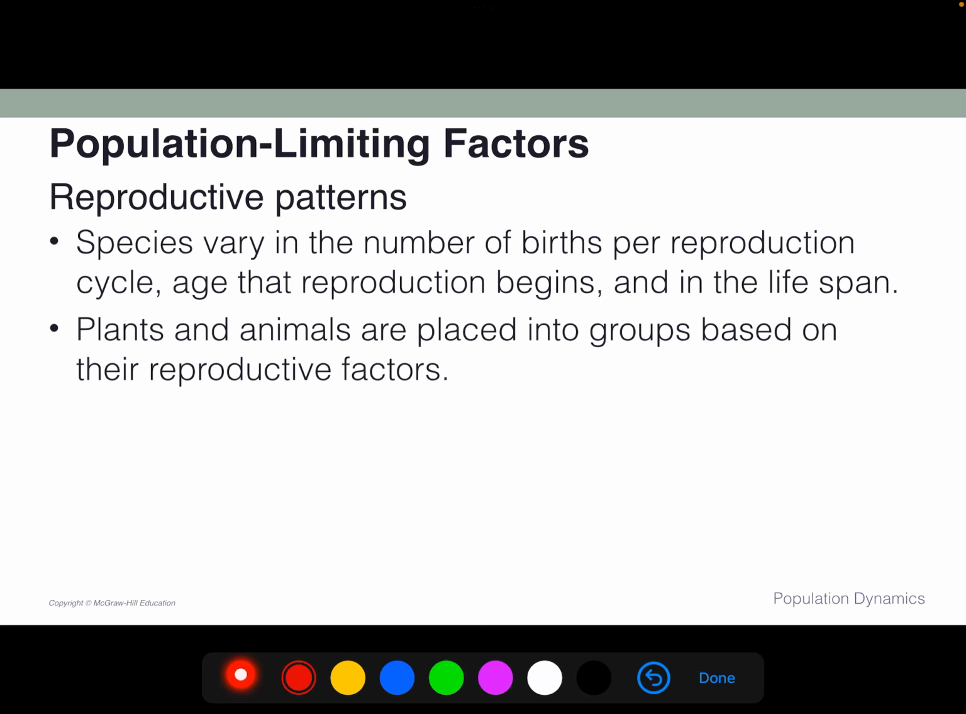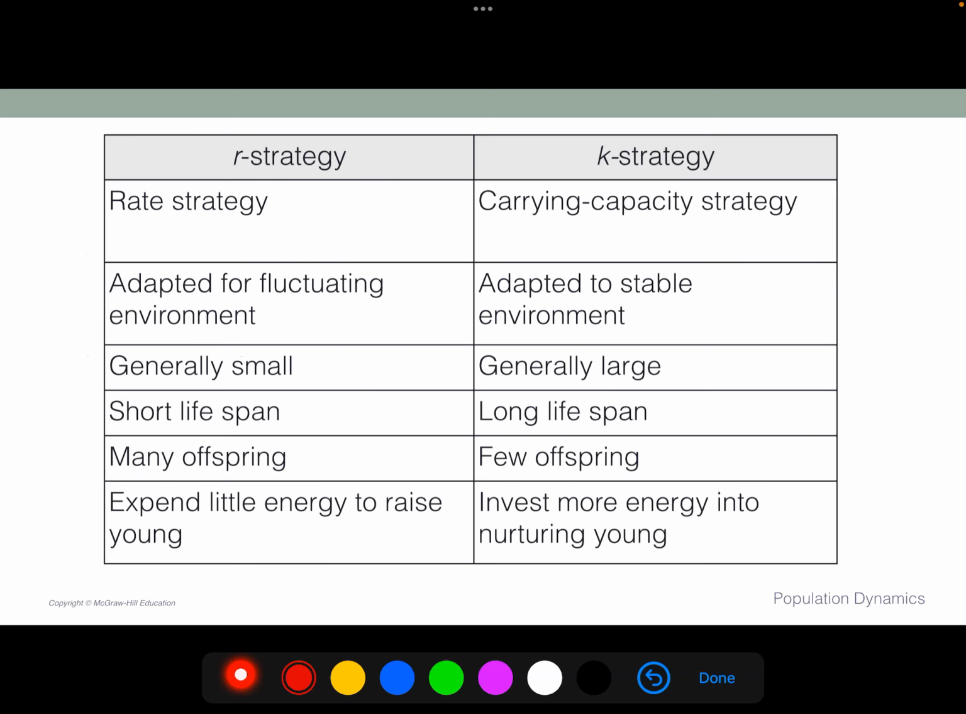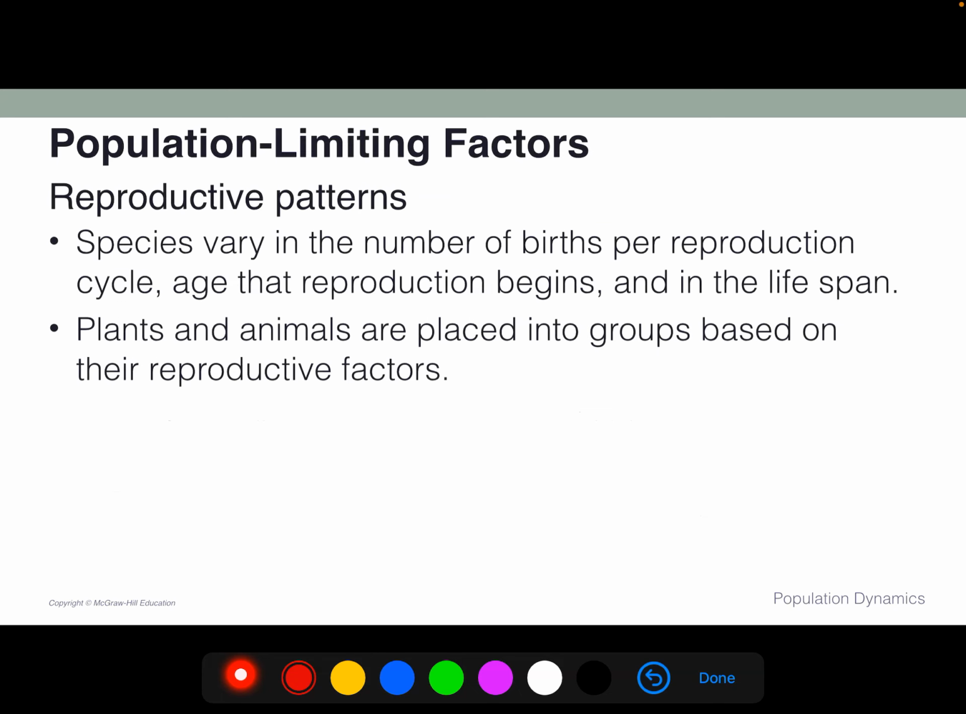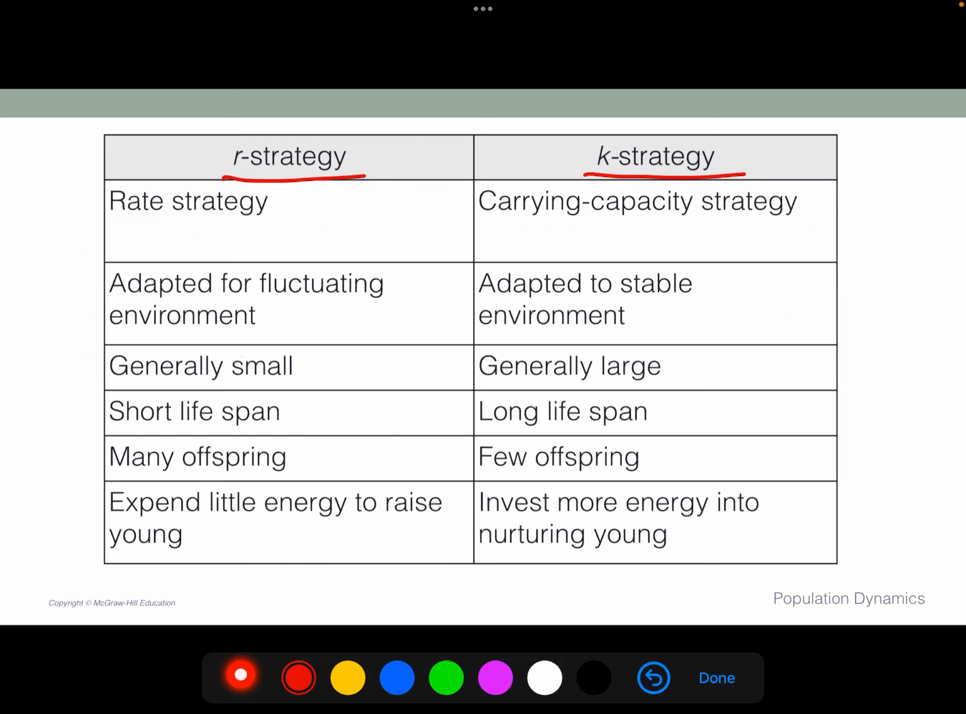And so reproductive patterns are based upon two different strategies. Okay, here's the last little bit. There are K strategists and R strategists based upon different species. They vary in the number of births per reproduction, the age, and the lifespan. And so they're placed into two groups. R strategy is the rate strategy, and K strategy is carrying capacity. Okay, so many offspring is an R strategy.